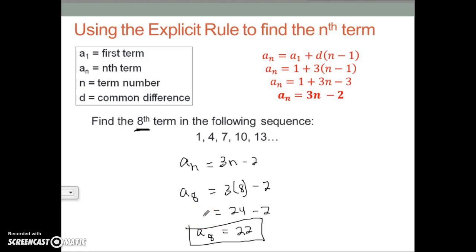Now if we wanted to find the 100th term, you just replace n with 100. So let's say I wanted to find a sub 100. I would have 3 times 100 minus 2, giving us 300 minus 2, and giving us our 100th term of 298. So that is much faster than adding that common difference that many number of times. Once you've identified your explicit rule, then you can use it to find the next term or an unknown term.